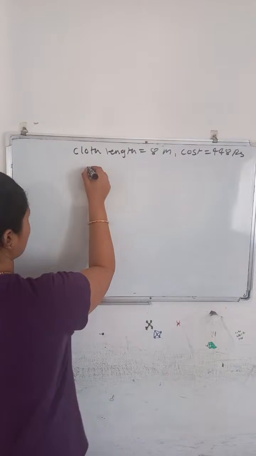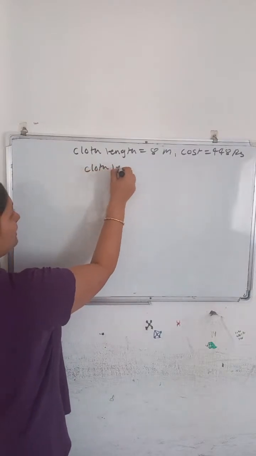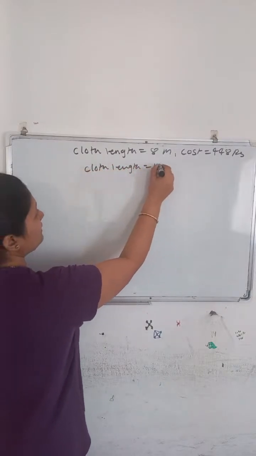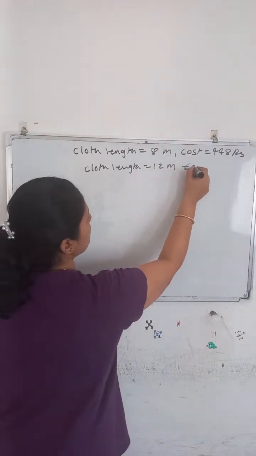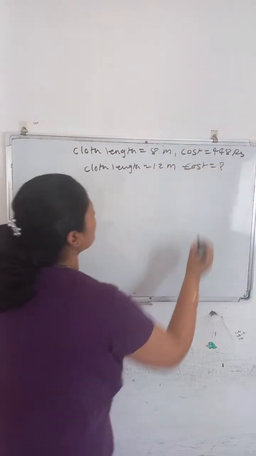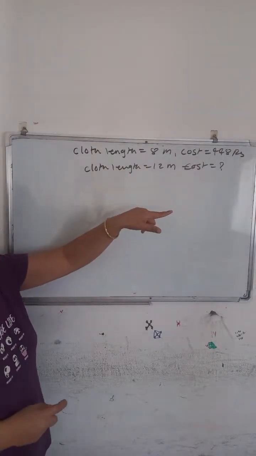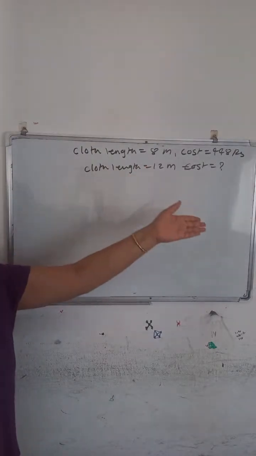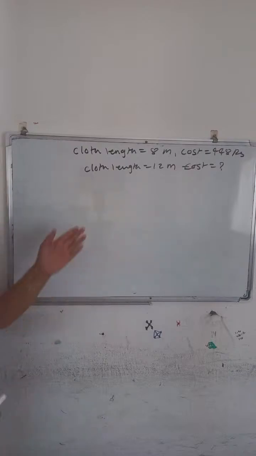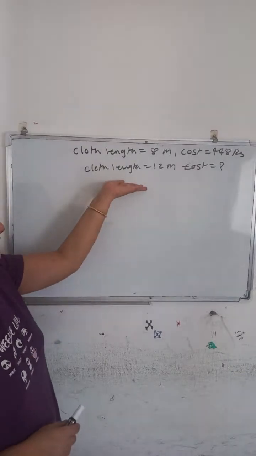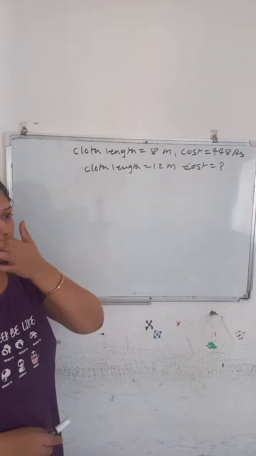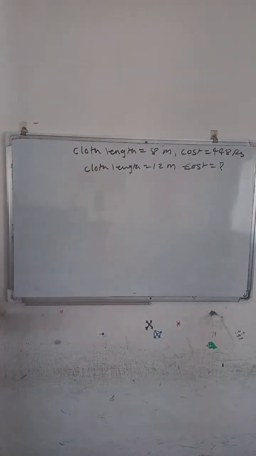Now the cost of 12 meter. In the next case the cloth length is 12 meter, then what is its cost? That we have to find out. For 8 meter it is 448 and for 12 meter of course the cost is more. That means cloth length increases and cost also increases. Both quantities increase, so they are in direct proportion.